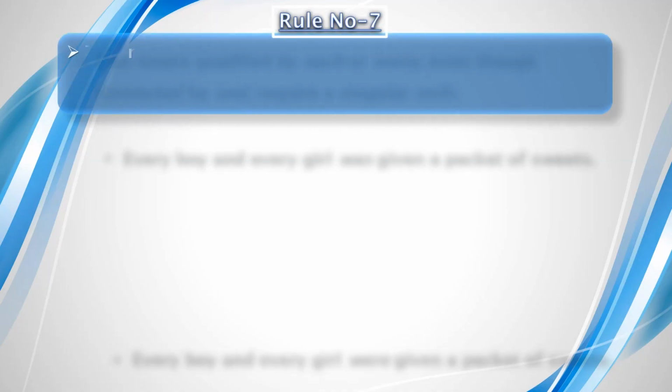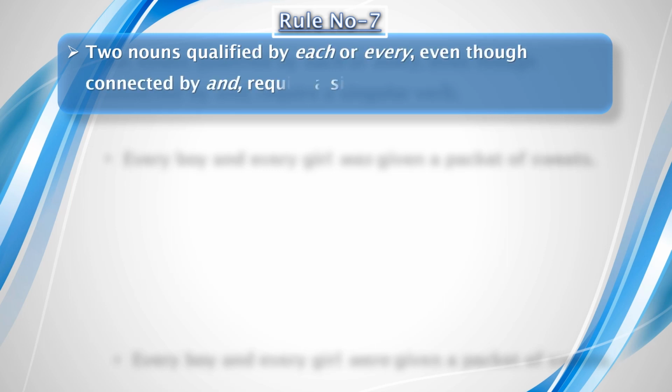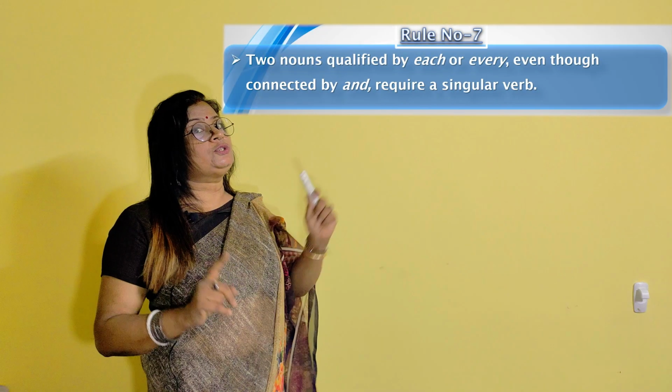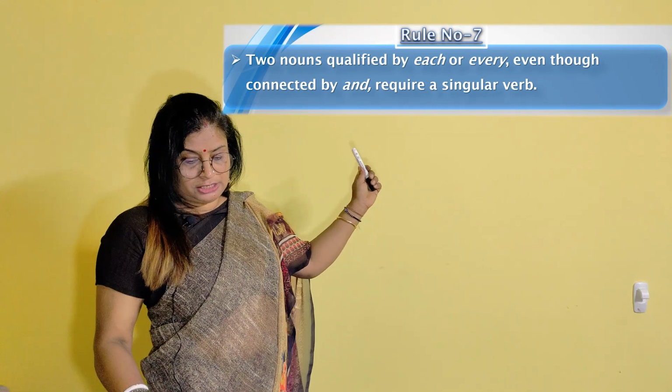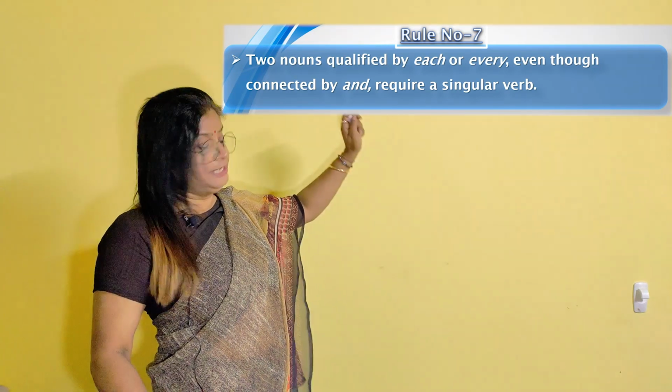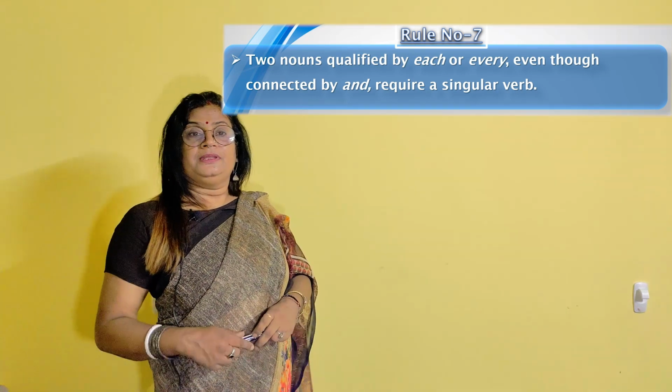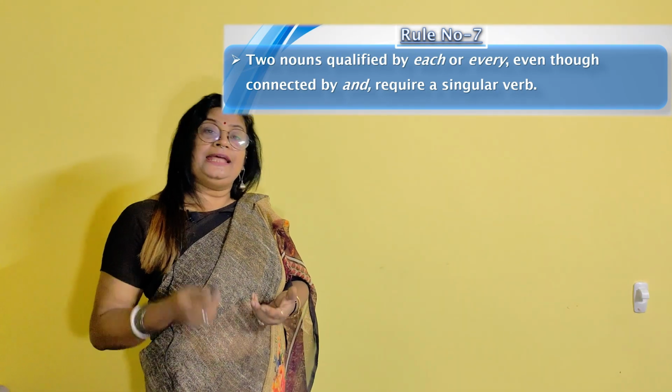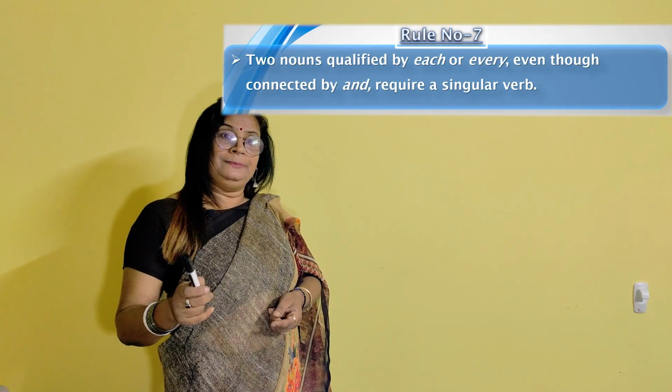Now another thing which is important is that two nouns. You see another rule. Two nouns qualified by each or every, even though connected by and. Suppose you say, oh, you have gotten in another rules that I've told you, when you join two subjects with and you feel that the verb should be plural because I'm joining it by and. But it is not so in this case, because we are using it with each, every. Even though you are connecting it by and, then also the verb will be singular.